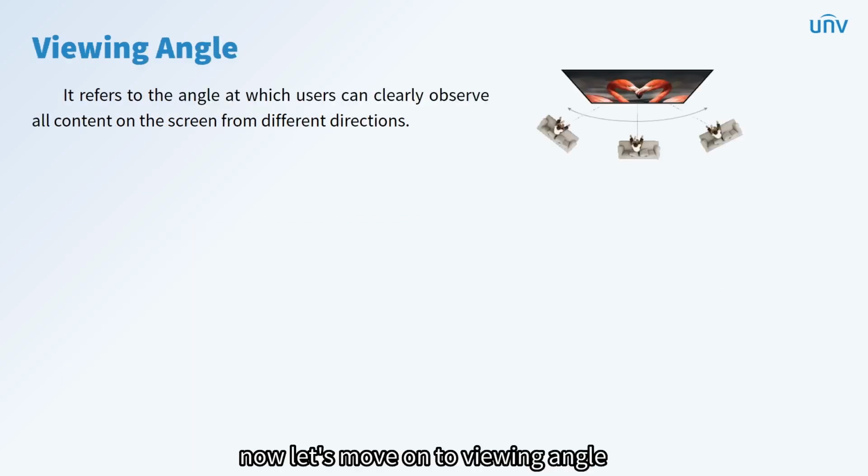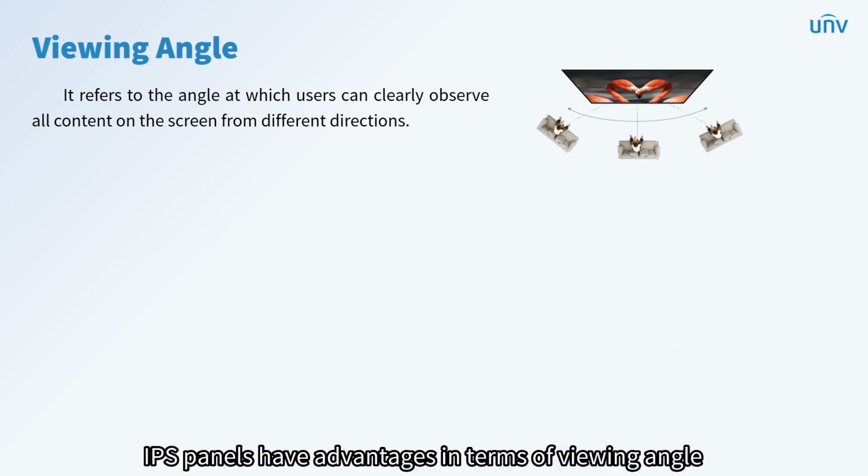Now let's move on to viewing angle. It refers to the angle at which users can clearly observe all content on the screen from a different direction. Compared to other types of front panels, IPS panels have advantages in terms of viewing angle.